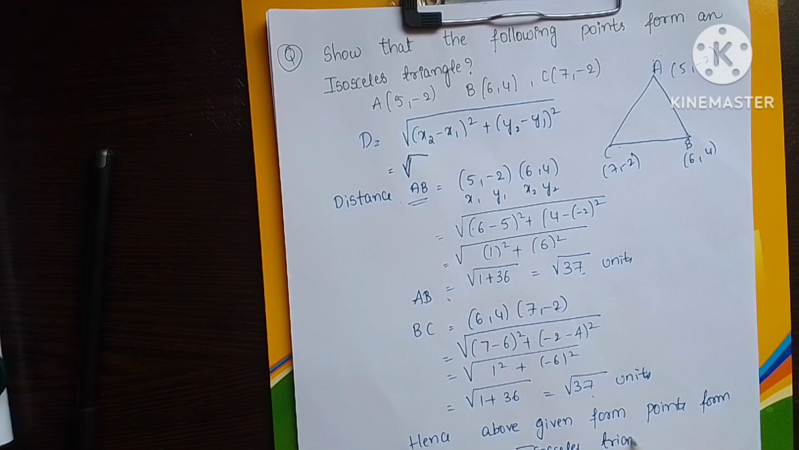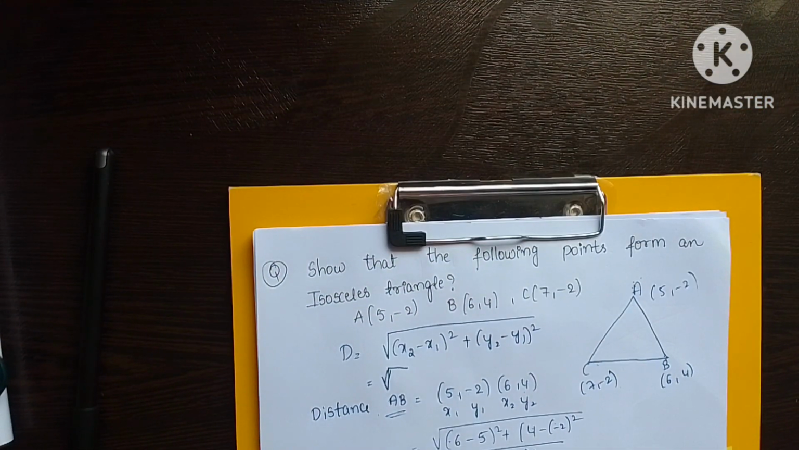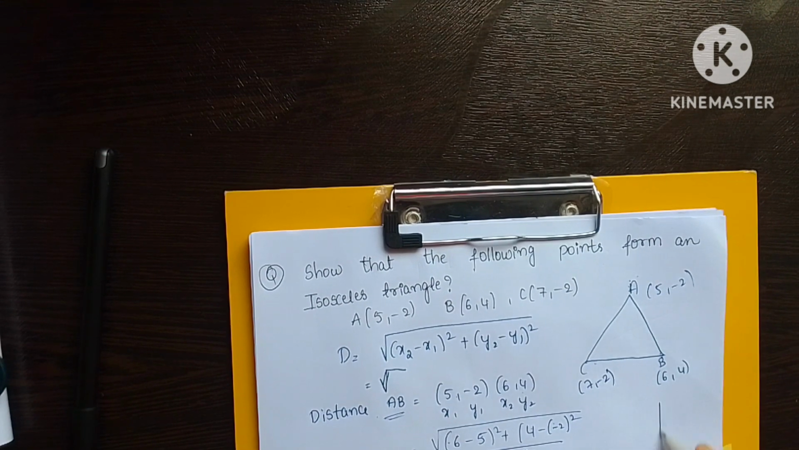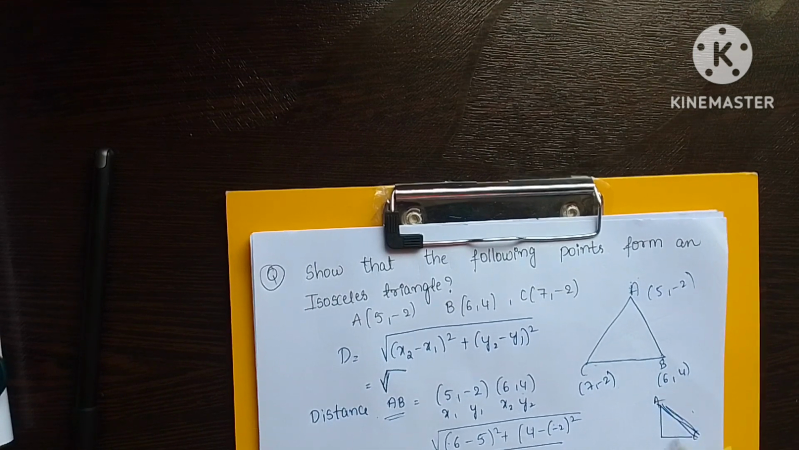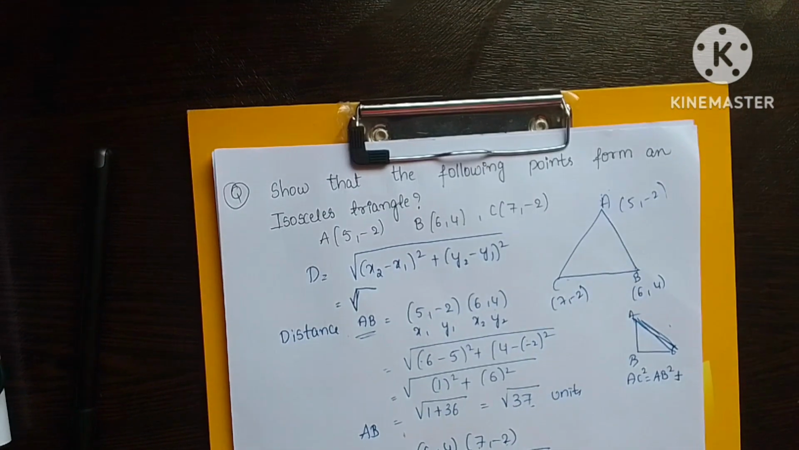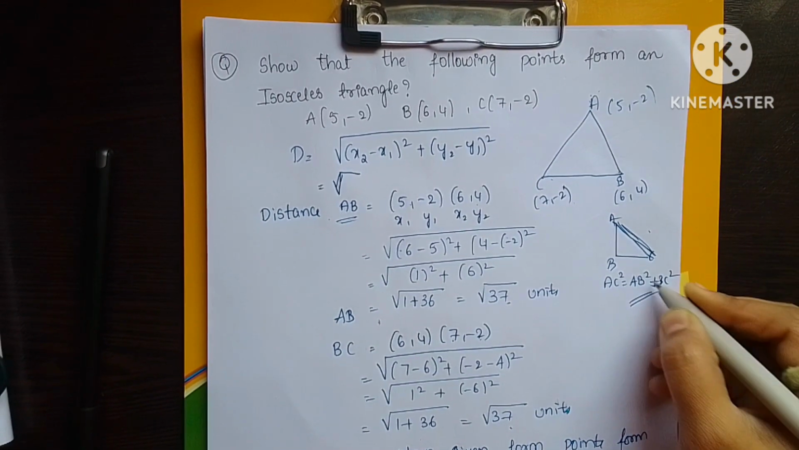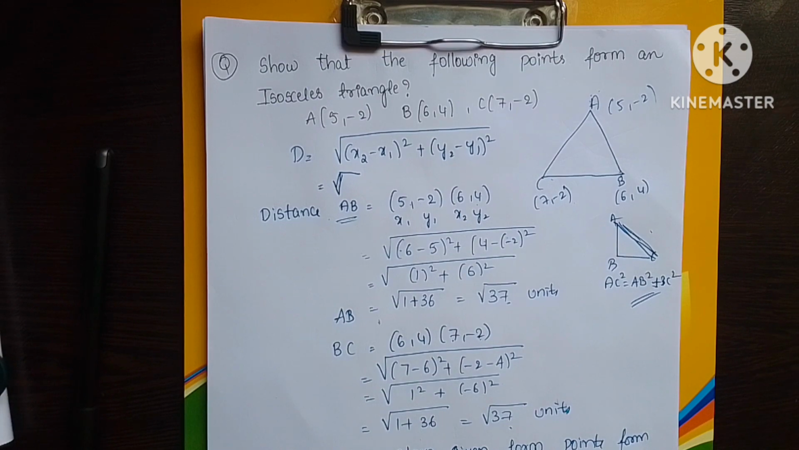Suppose the question asks to prove that it is a right angle triangle. In the right angle triangle, what formula will we apply? Hypotenuse square is equal to the sum of the squares of the other sides. So hypotenuse, which is AC, square is equal to AB square plus BC square. This is the method for the right angle triangle.